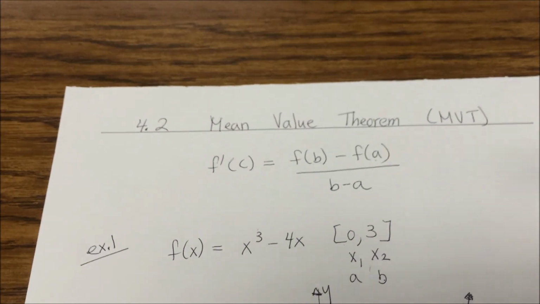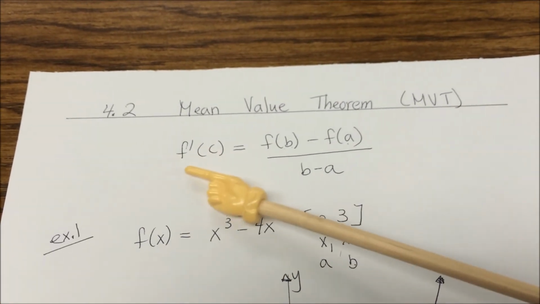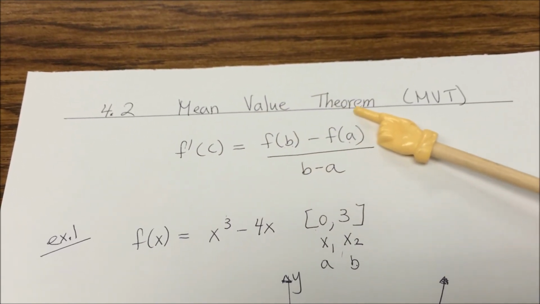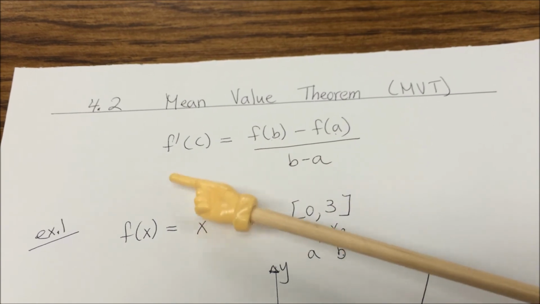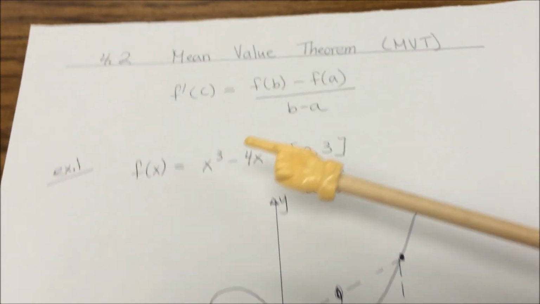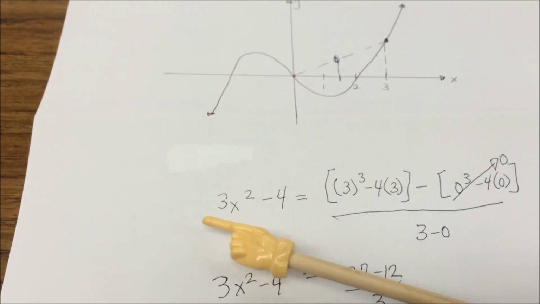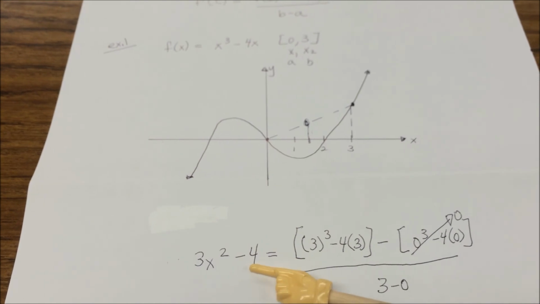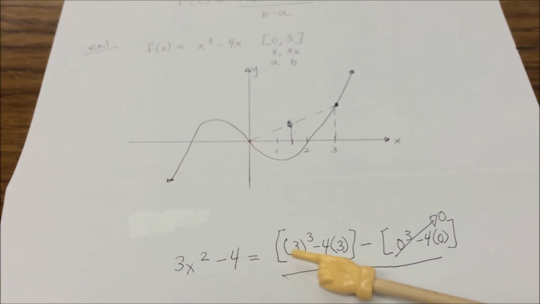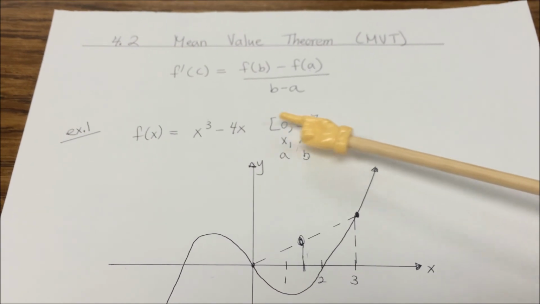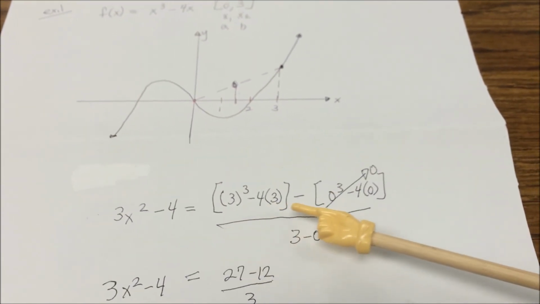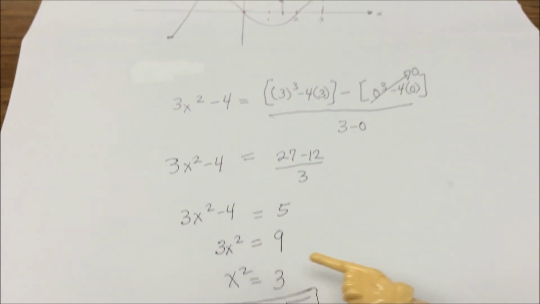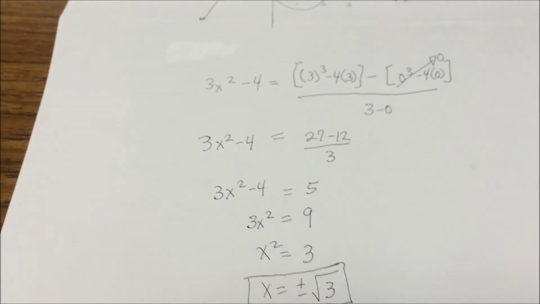On this work right here, again, we take the derivative on the left-hand side of the equation. On the right-hand side, we substitute into the slope equation. We set them equal to each other, and then begins the algebra. I took the derivative, so that's 3x squared minus 4, and on this side I substituted the original equation with the 3 and also the 0, so that's what we got right here, divided by b minus a. From there begins the algebra to solve for x. Okay? So we'll try that work now.